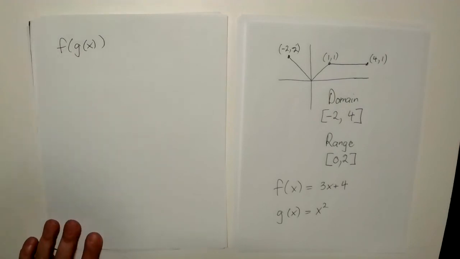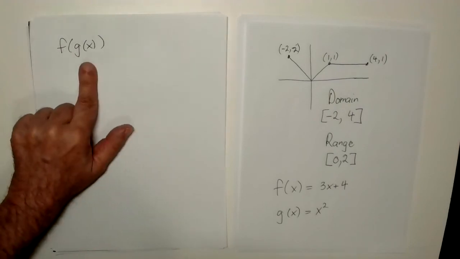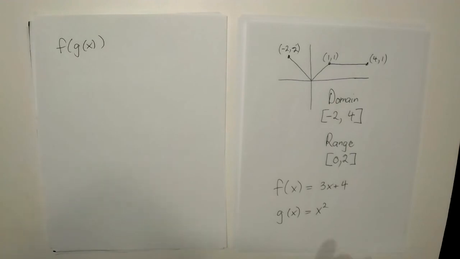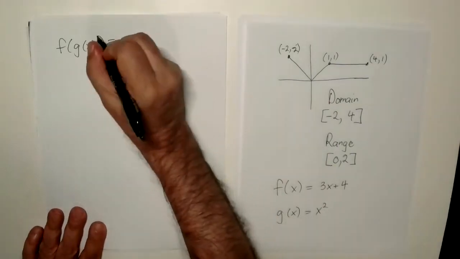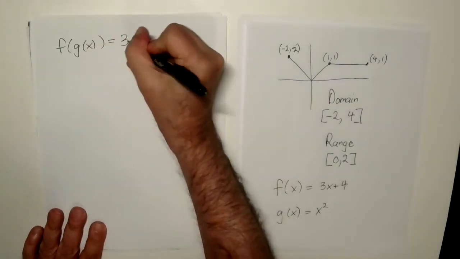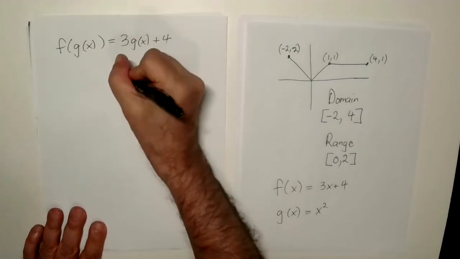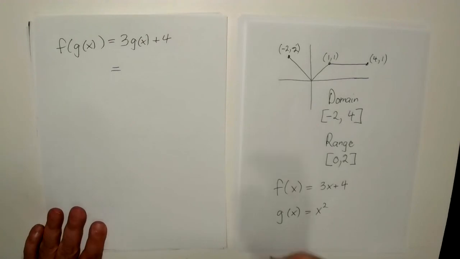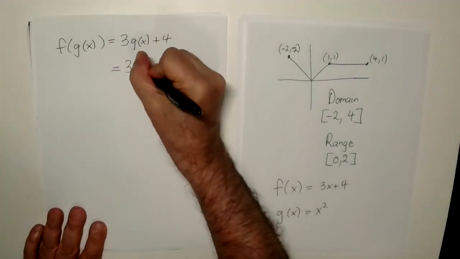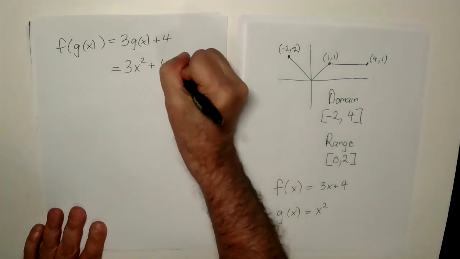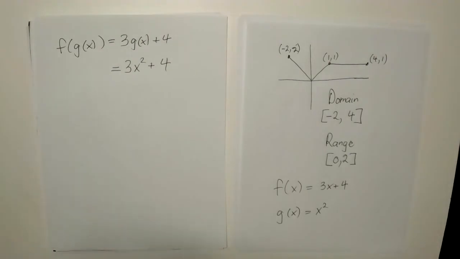Okay, so what does f do? Okay, f takes an input, multiplies it by 3, and adds 4. So this is going to be 3 g of x plus 4, but we know what g of x is. g of x is x squared, so 3x squared plus 4 is f of g of x.